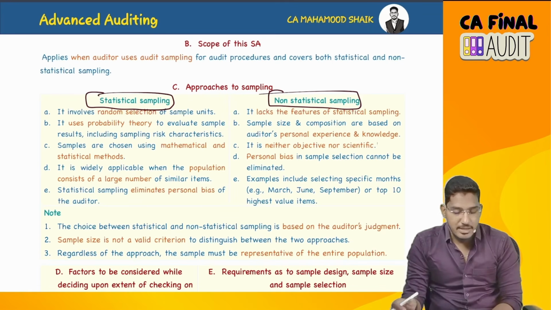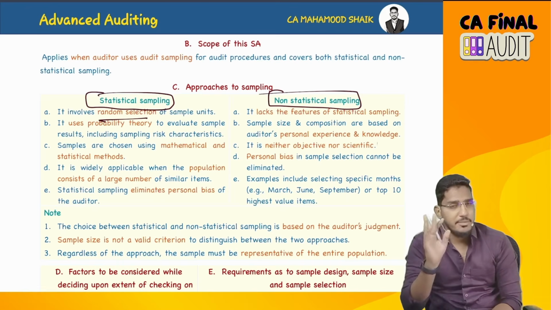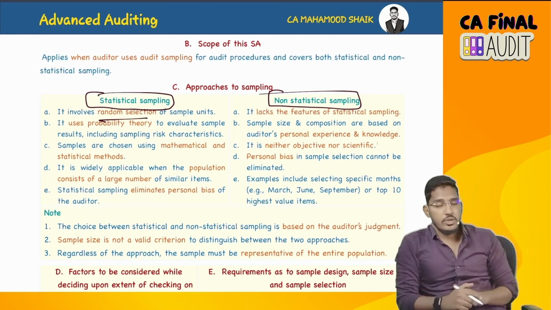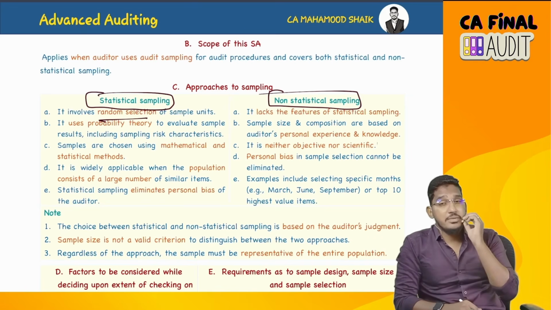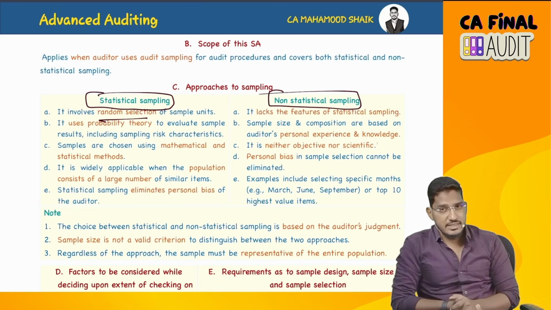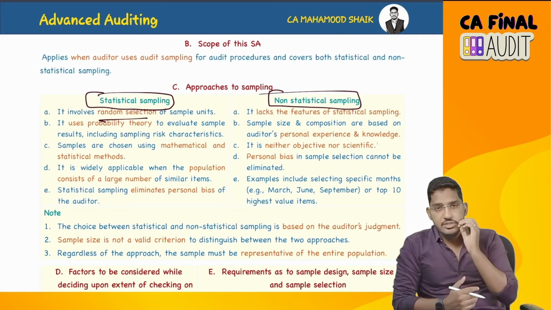Sir, what is statistical sampling? It has certain characteristics. In statistical sampling, there will be a random selection. Sir, what do you mean by random selection? Random selection means every item will have an equal chance of getting selected. There will not be any bias. Every item will have an equal chance of selection. So that method we call statistical sampling.